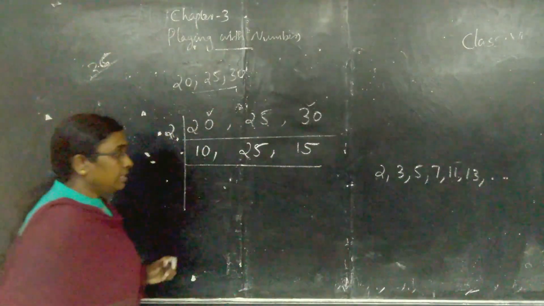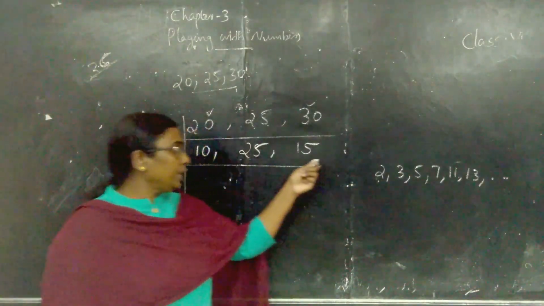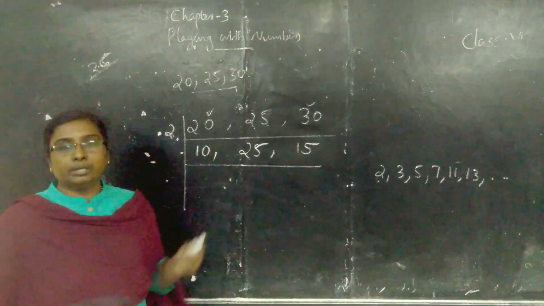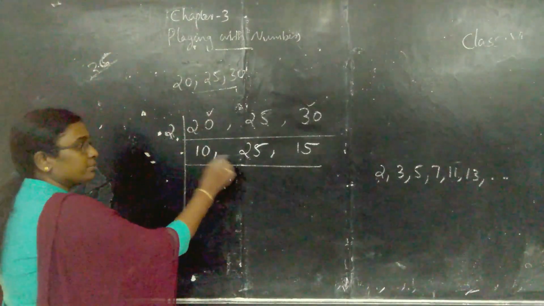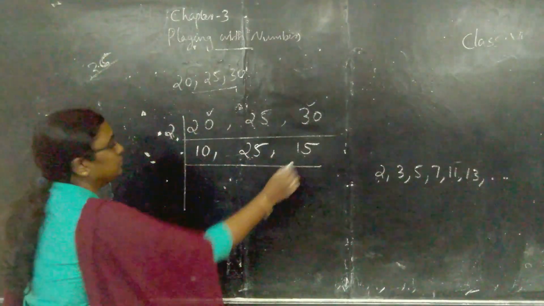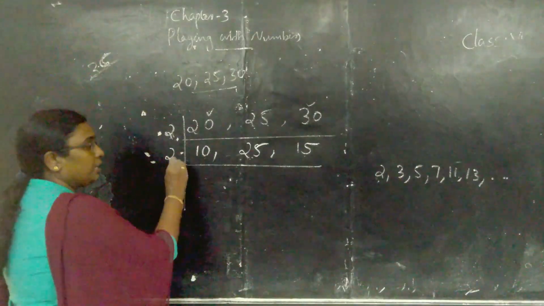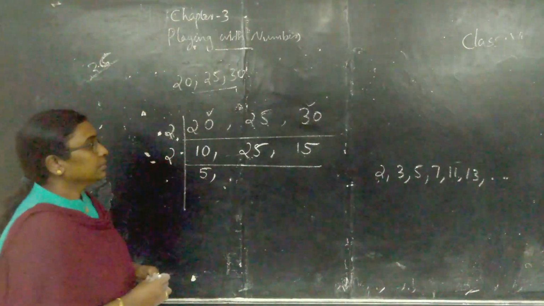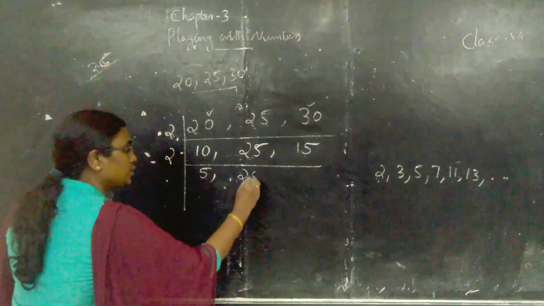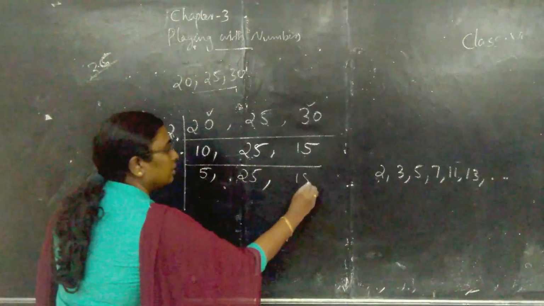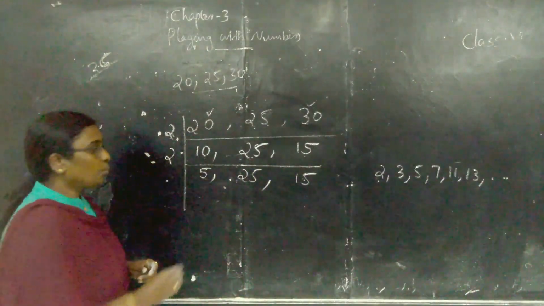Then again check whether the least number 2 is divisible by any one or more of the given numbers. You know 10 is divisible by 2. 25 is not divisible, 15 is not divisible. So write 2 here. 10 divided by 2 is 5. 25 is not divisible by 2, so write 25 as such in this row. And 15 is not divisible by 2, so write 15 as such in this row.